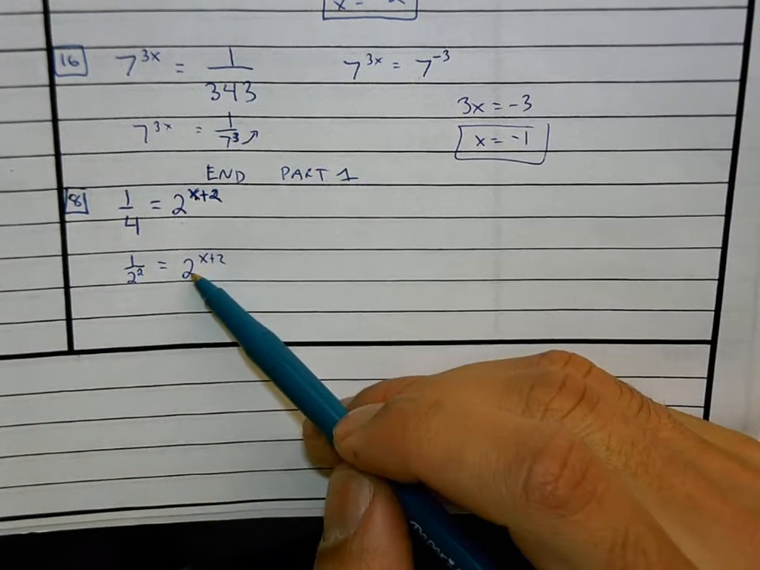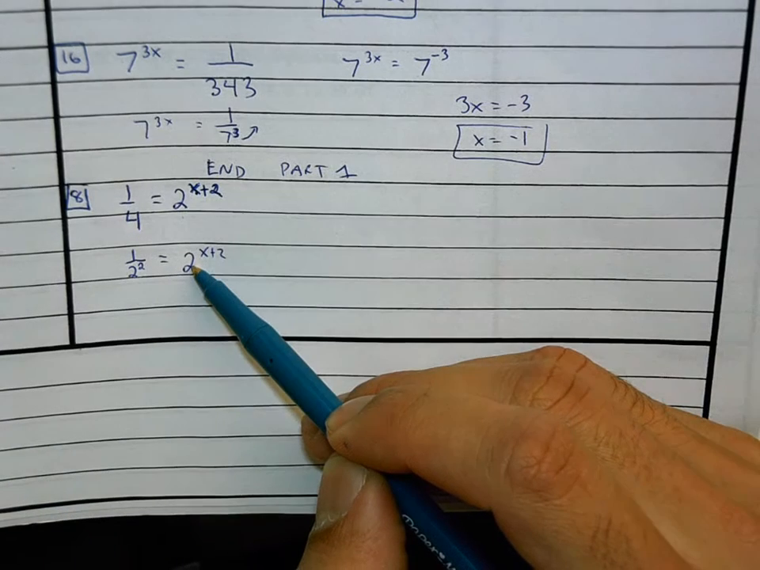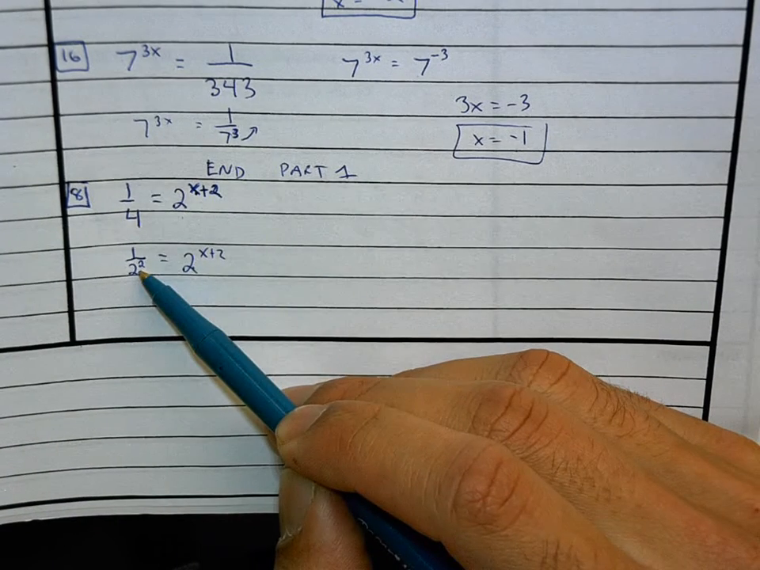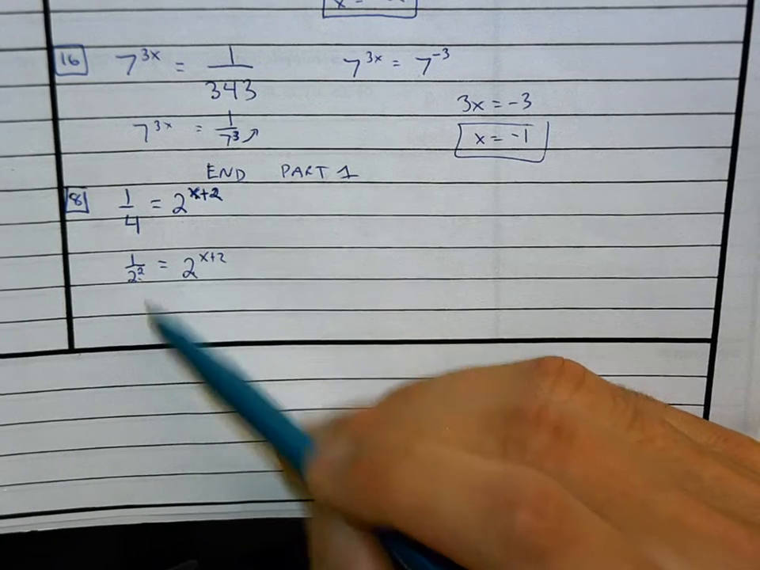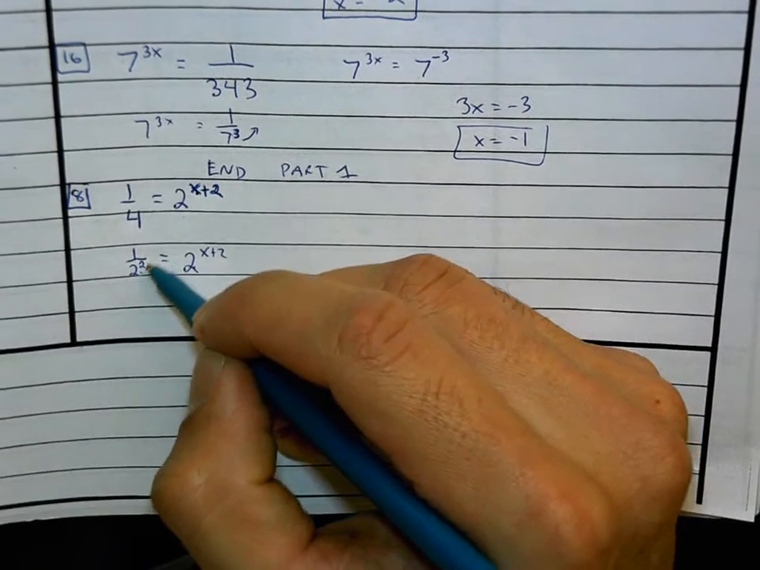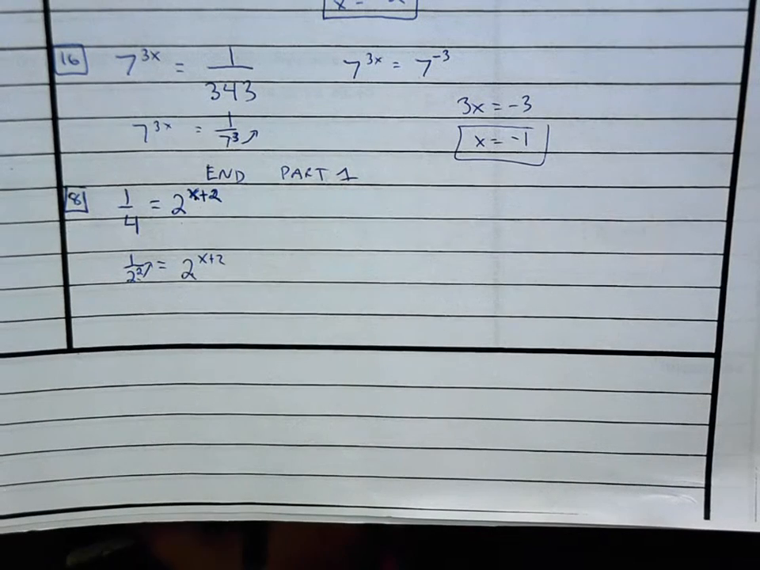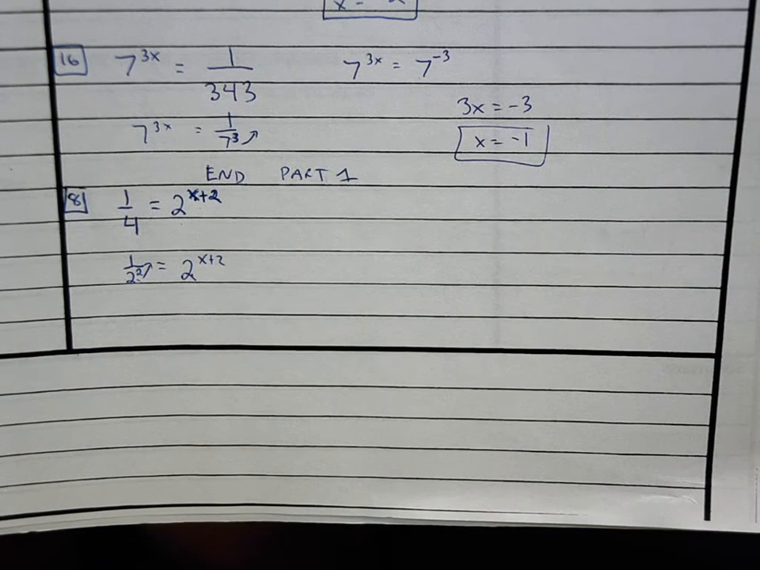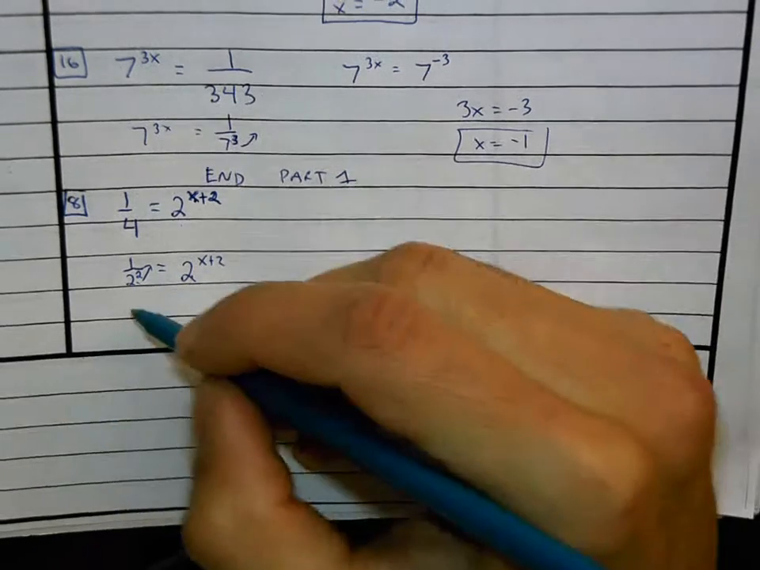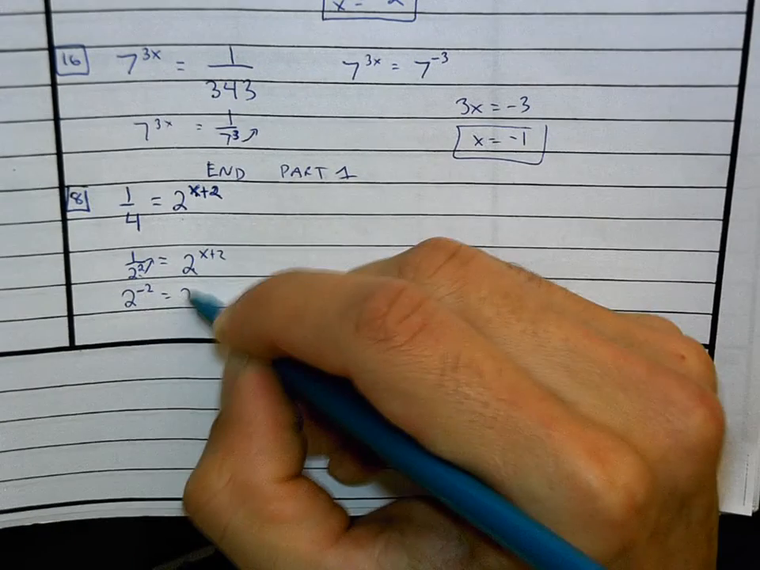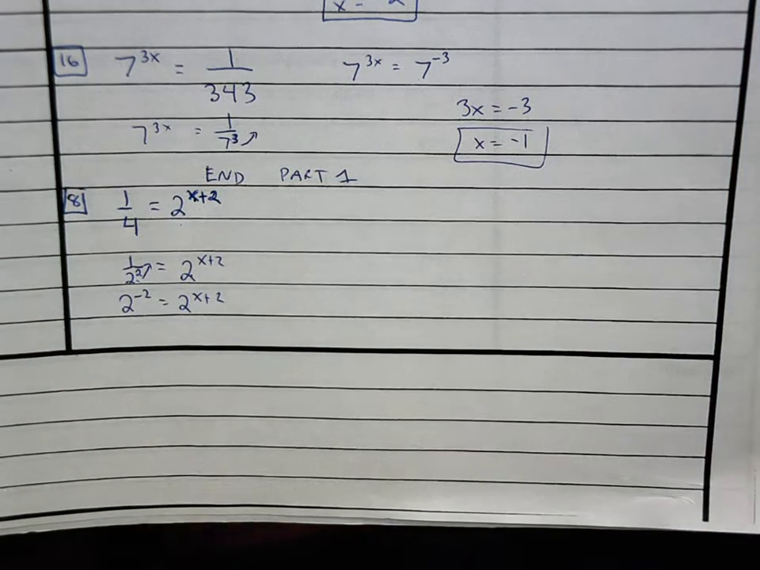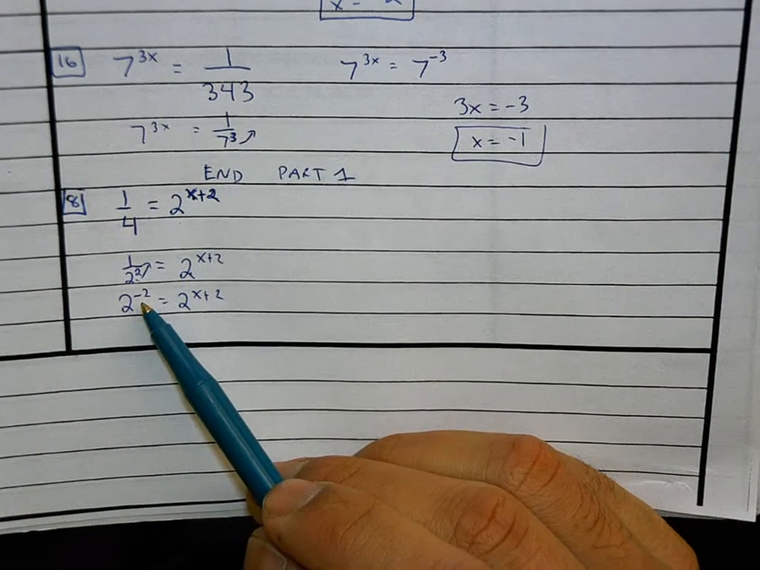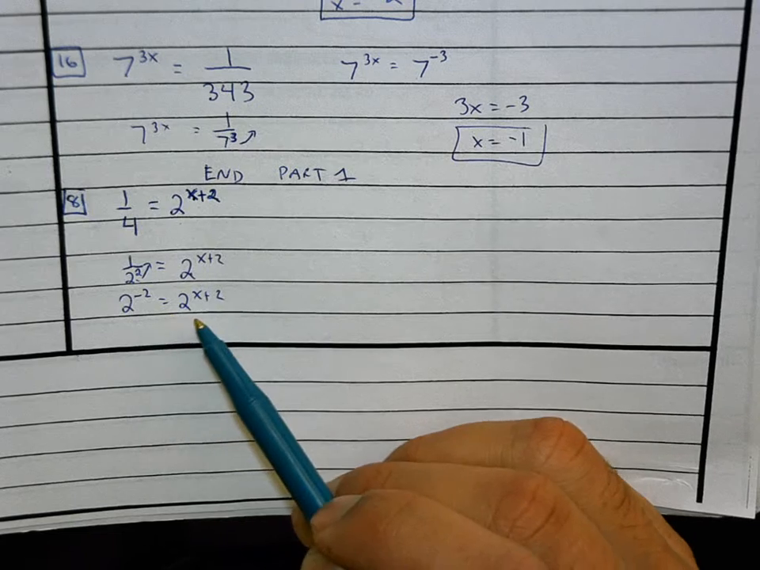Now this 2 is in the numerator. This 2 is in the denominator. I need to move this 2 in the denominator up to the numerator. And if I need it in the opposite place, I need to have it to the opposite power. The opposite of the positive 2 is 2 to the negative 2 up there. So we have 2 to the negative 2 is equal to 2 to the x plus 2.